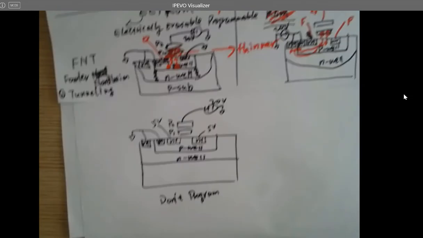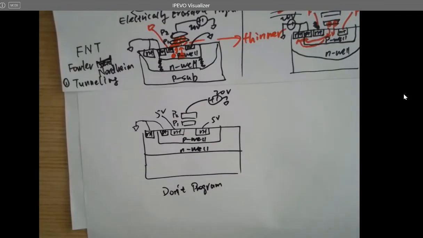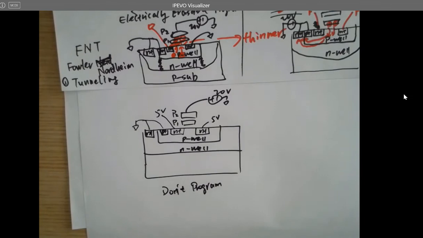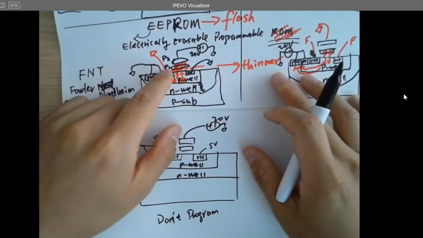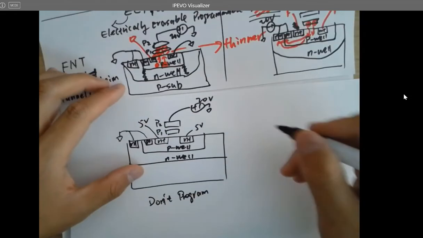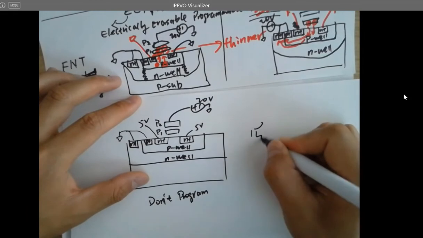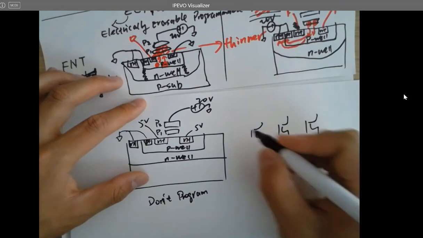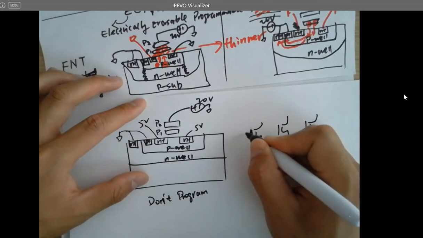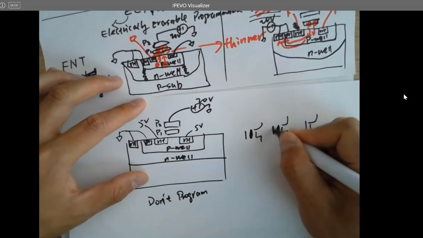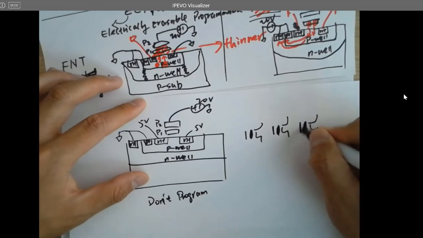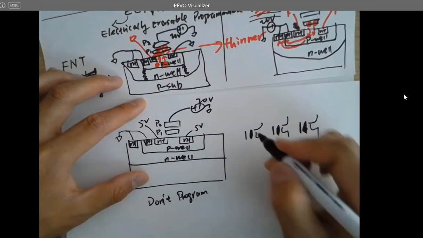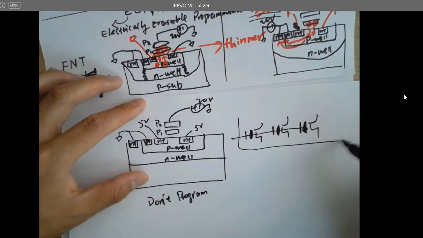So if you have the same page, page means the same row of all these cells. For example, something like this. For example, these are all the flash. You have 2 gates. That's how you draw the symbol. The floating gate. That's one page.